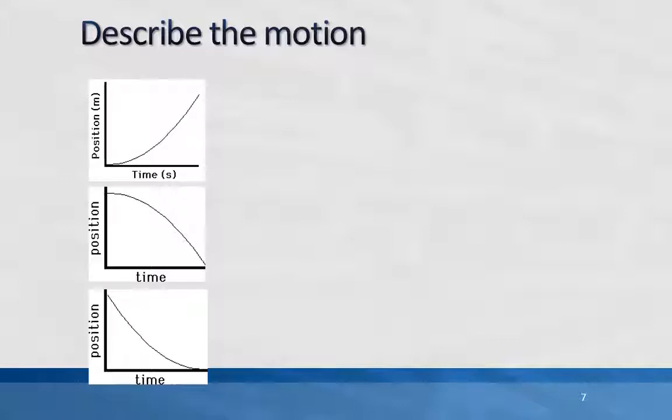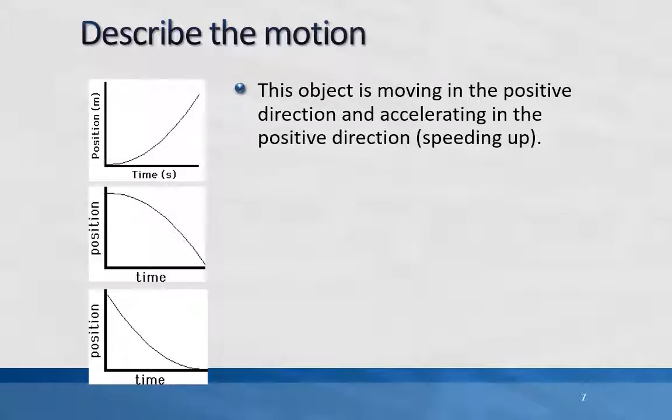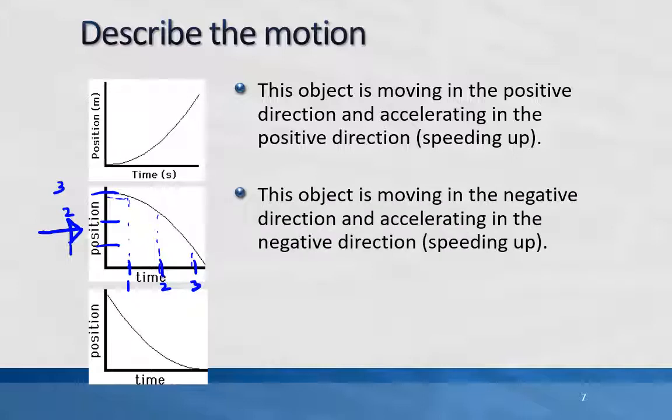Now, if we were to compare these three and look at the motion, the first one is like what we've looked at. The object's moving in the positive direction, and it's getting faster. This one's a little bit different, though. If we put time here, like 1 second, 2 seconds, 3 seconds, and let's say this was 1 meter location, 2 meter location, 3 meter location. After 1 second, the object's not moved very far at all. After 2 seconds, it's moved further. After 3 seconds, it's really moved further. So in this case, with the second one, the object's moving in the negative direction, and it's actually speeding up.